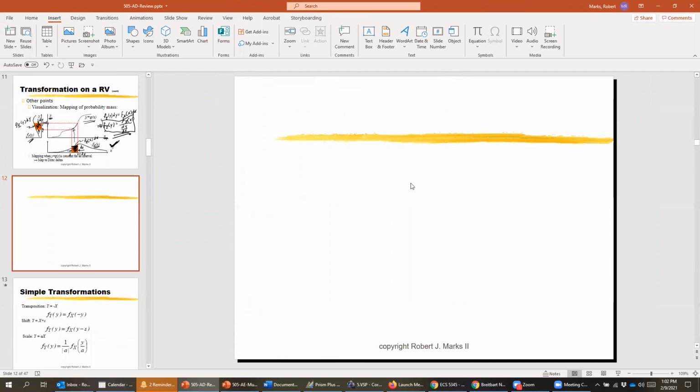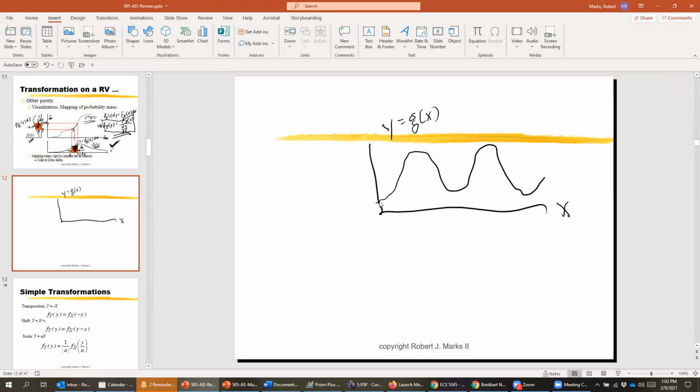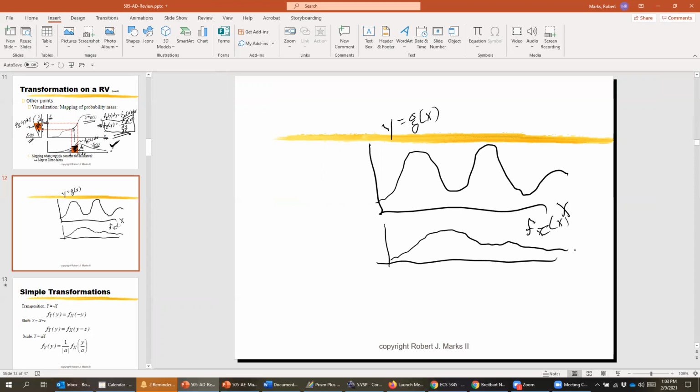There we go. Okay, let's view now what happens if we have a y is equal to g of x. Which is kind of crazy. And we have a probability mass function that looks like this. This isn't a probability mass function, it's a probability density function. So we have the f sub x of x that looks like this. So this has a total area of 1. And we also have the probability density function for y here, which we're looking at sideways.